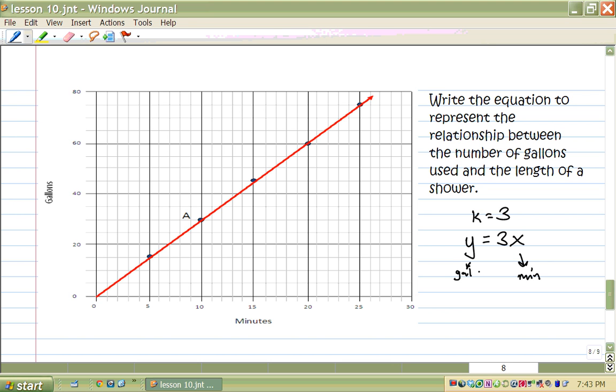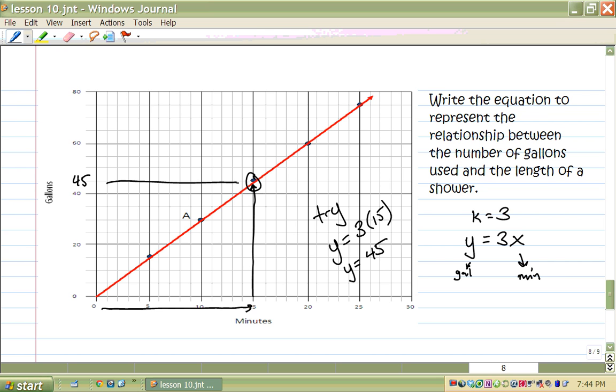Now, what I want to do is just try it out. Let's try it, shall we? Let's say I use 15 minutes in my equation. y is equal to 3 times 15. So if I go 15 minutes, I should use 3 times 15 or 45 gallons of water. So if I go on here, I go over to 15, and I go up to my graph. This point here, look, it's 45. What? It works. It works.